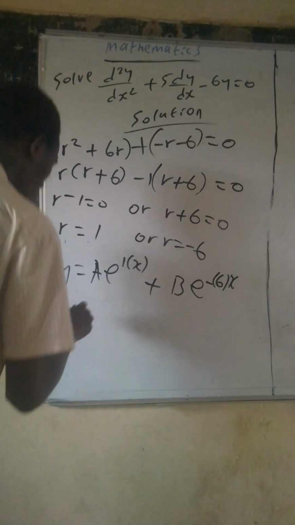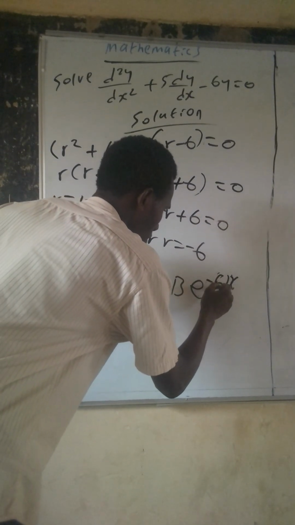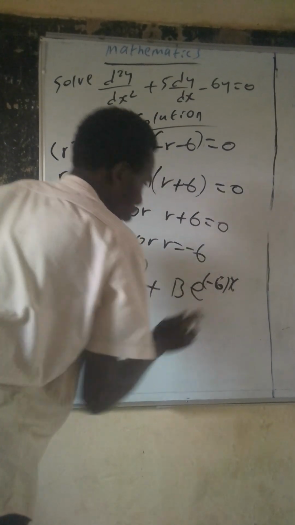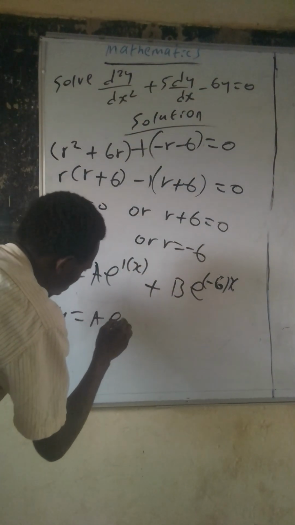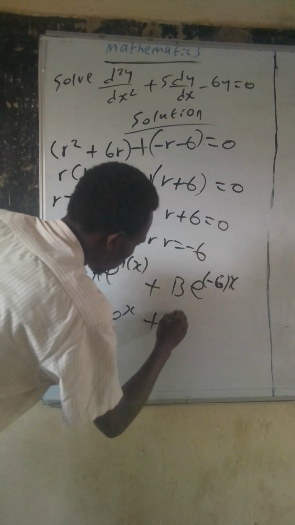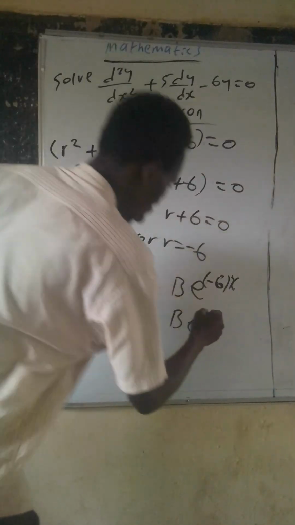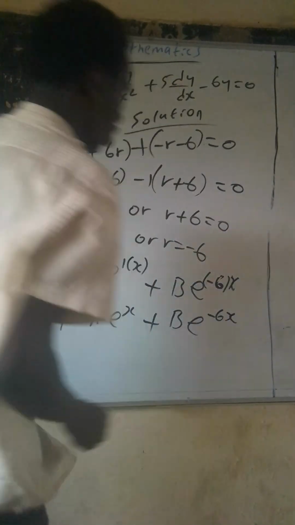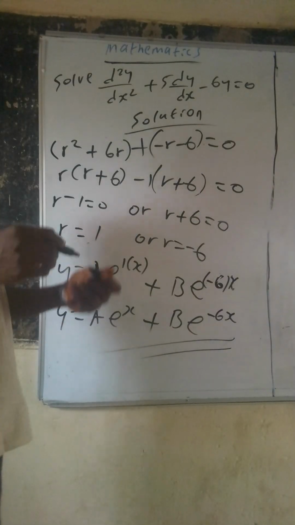So we are going to have y equals a exponential x, since 1 multiplied by x is x, plus b exponential minus 6x, since minus 6 multiplied by x is minus 6x. This is the solution to this given differential equation.